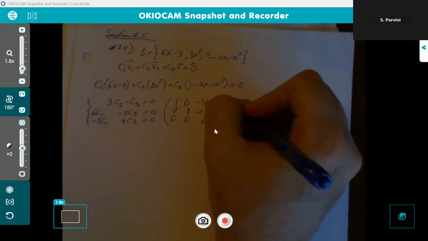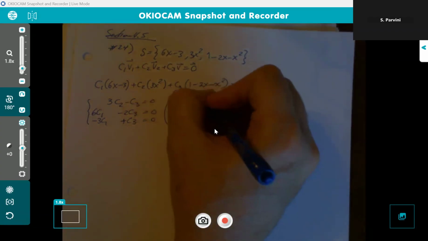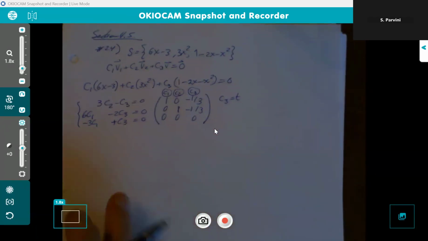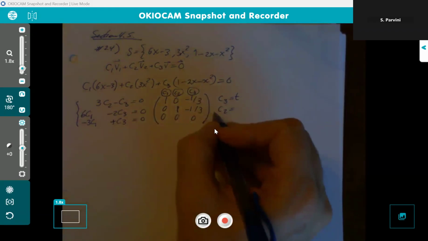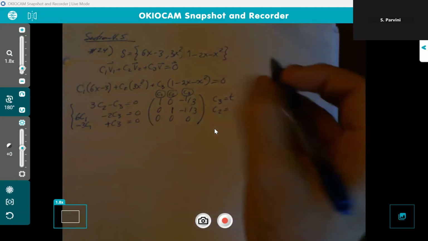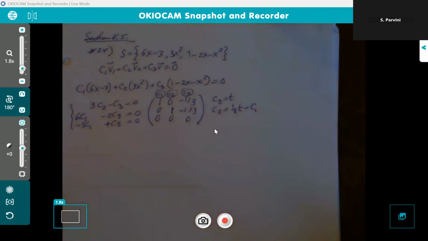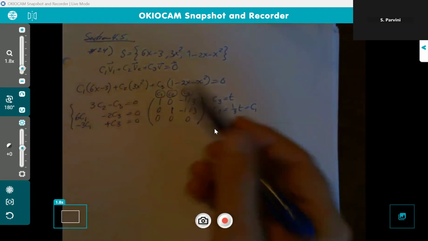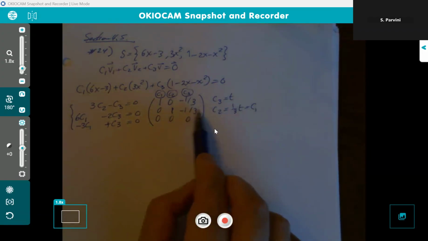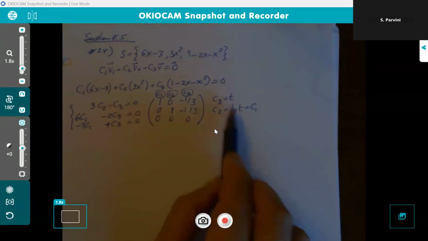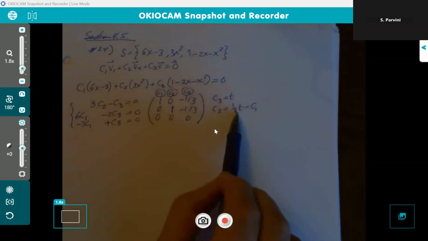So I'm going to let the free variable c3 be t. And remember, these are the coefficients on c1, c2, and c3. So c3 is t, c2 is going to be 1/3 t, and c1 is equal to 1/3 t as well. Again, remember, this is homogeneous. So the second equation reads c2 minus 1/3 c3 is 0. So when you move it to the other side, it becomes 1/3 c3, and I'm letting c3 be t. Same thing for c1: move this to the other side, and it becomes 1/3 t.